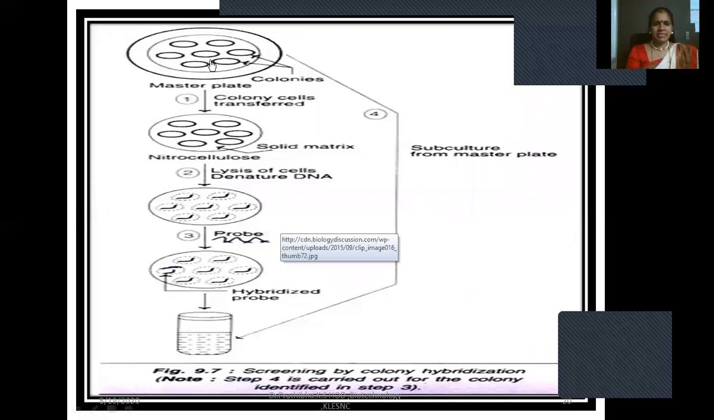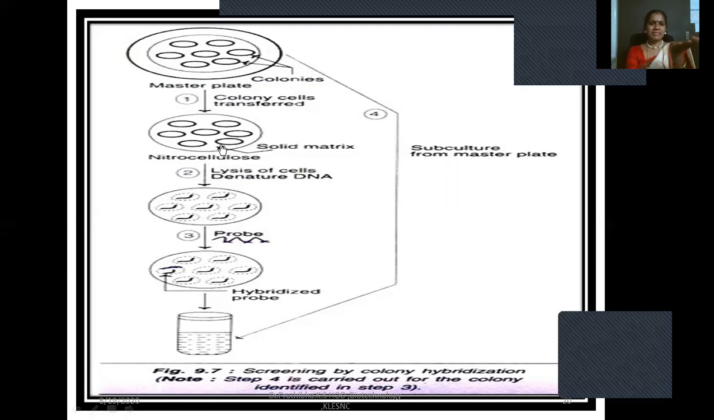Here you can see the diagrammatic representation of screening by colony hybridization. This is the master plate where you could see the presence of colonies. Within the colony, there will be millions of microorganisms. So this is the master plate. In step 1, what are we going to do? Colony cells are transferred. We are going to make an exact replica.